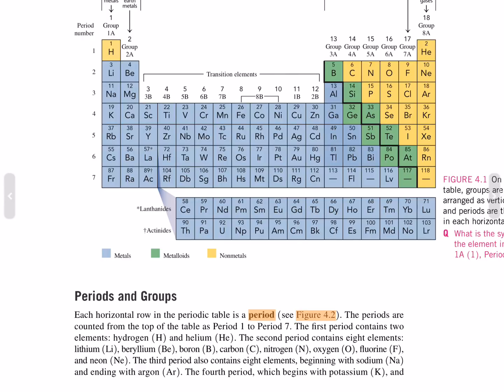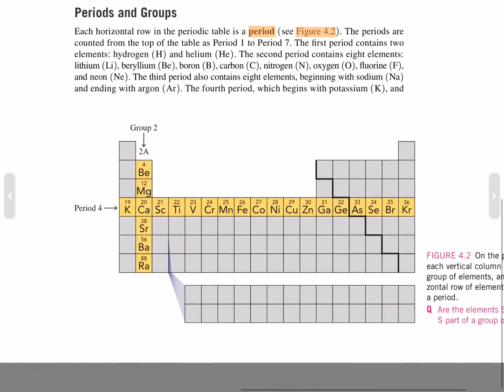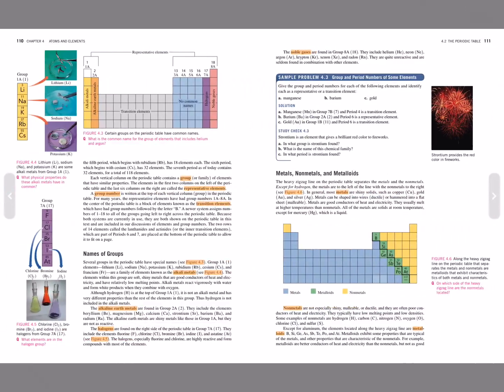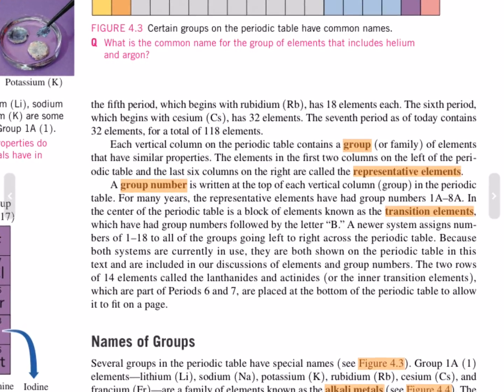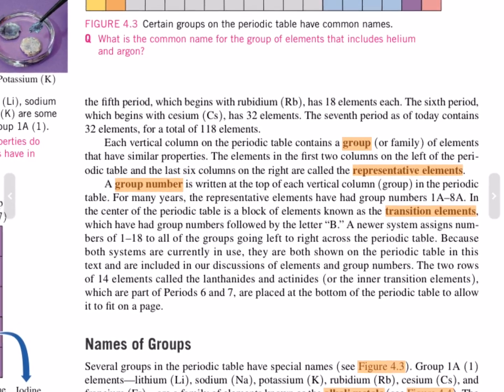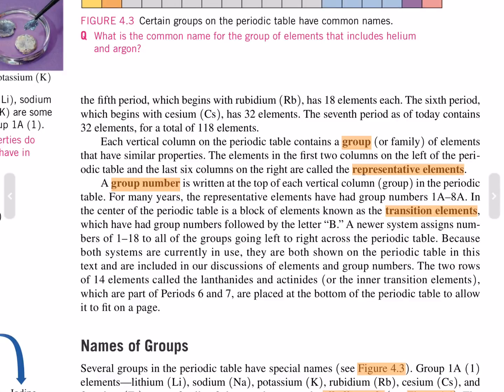The fourth period begins with potassium, the fifth period, which begins with rubidium, has 18 elements each. The sixth period, which begins with cesium, has 32 elements. The seventh period, as of today, contains 32 elements for a total of 118 elements.